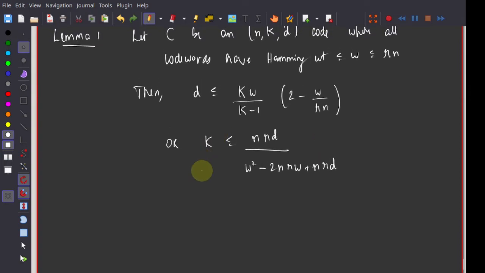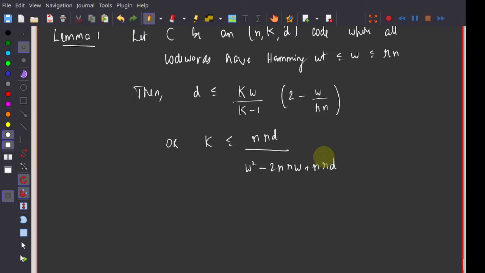Okay, so this is something similar to what we saw in the Plotkin rule, right? So the size of the code book is less than or equal to some quantity, but this grows only polynomially. But now what is the difference? The difference now is that I'm restricting the maximum weight of the code book. I'm looking at all possible code books for which the weight is at most W.